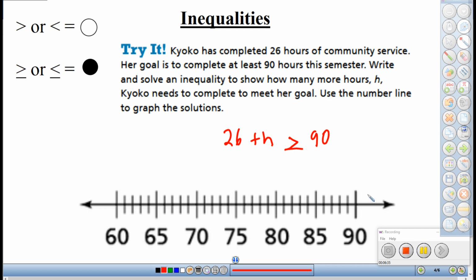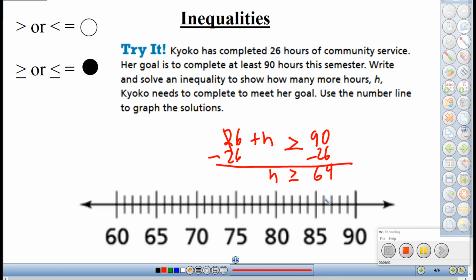So here's what we have to do. We're going to subtract 26 from both sides. And then H is greater than or equal to 64.